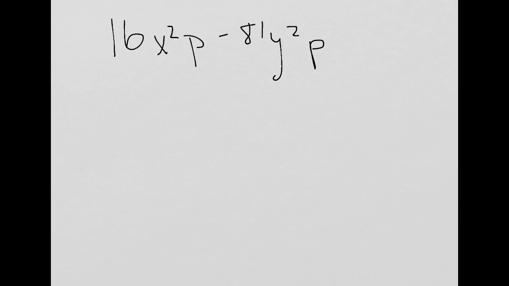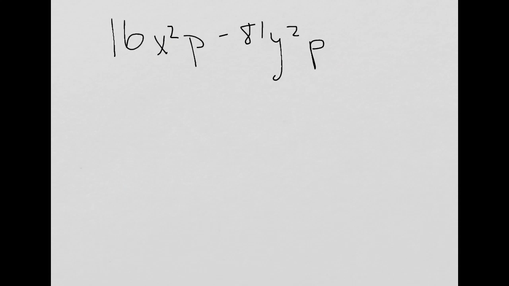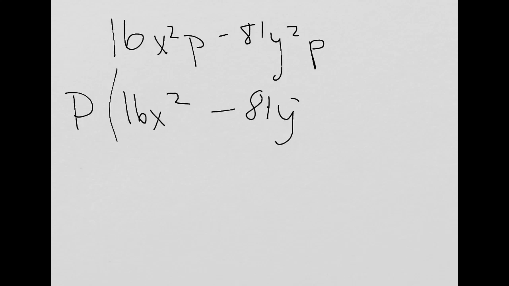They both have a p. So just like I did with that 2 in the previous problem over here, when I pulled the 2 out, I can do that with the p in this problem. So I can factor, it's like I'm factoring a p out. And I've got 16x squared minus 81y squared. So anybody got any questions on how I pulled that p out?